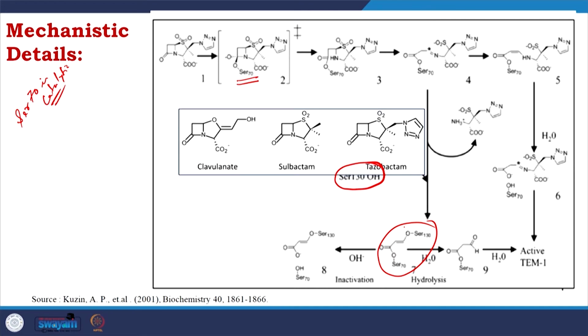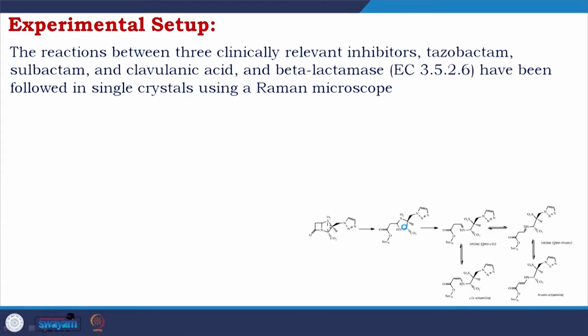So, these are good drugs, they worked, but we want to know more about them so that we could develop better drugs, next generation drugs. So, what experimental setup is developed? The reaction between three clinically relevant inhibitors, tazobactam, sulbactam and clavulanic acid, and beta-lactamase has been followed in a single crystal using a Raman microscope, or you could say Raman crystallography apparatus.